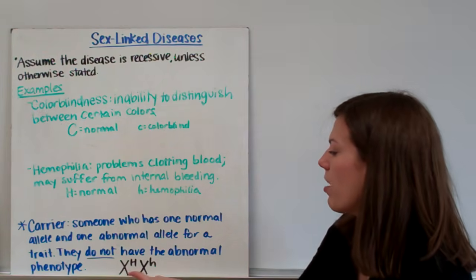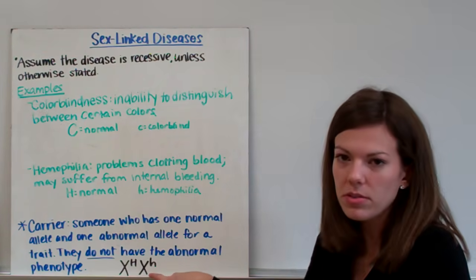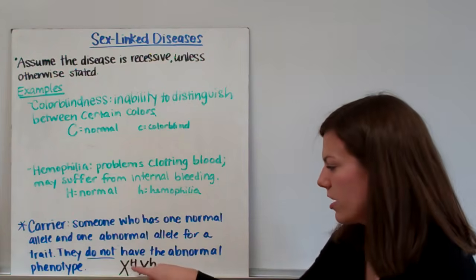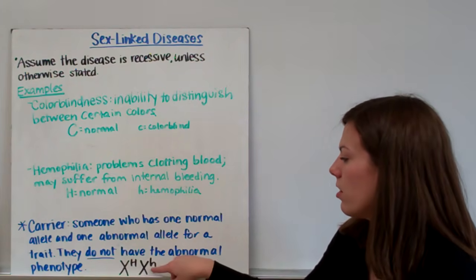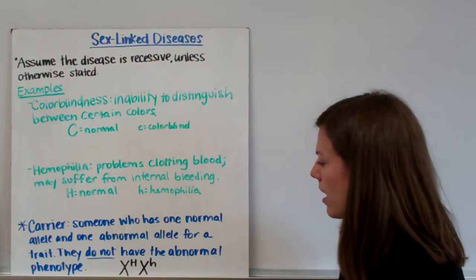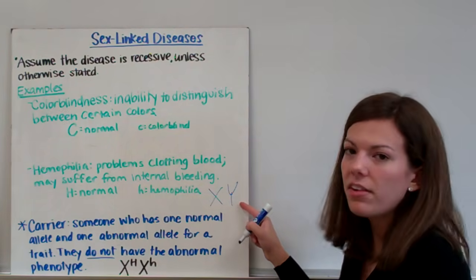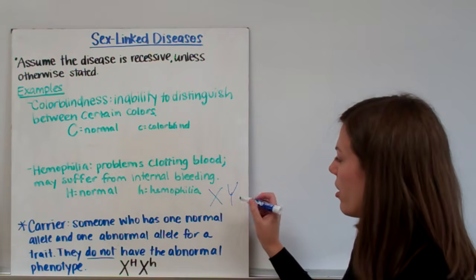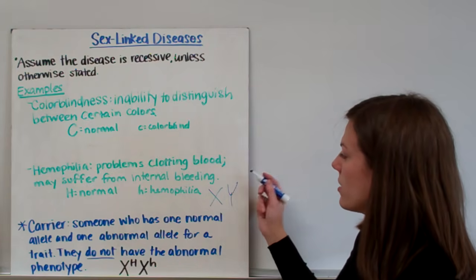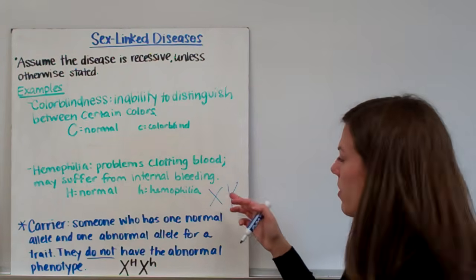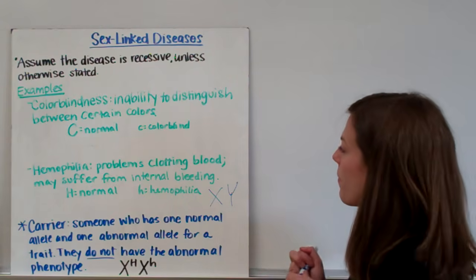So here we have a female, XX, so we know it's a female, and she's a carrier. She has one big H and one little h. Males cannot be carriers because they are XY. They cannot have a letter on their Y, so they either have a big letter on the X or a small letter on the X, but they can't have one of each letter.